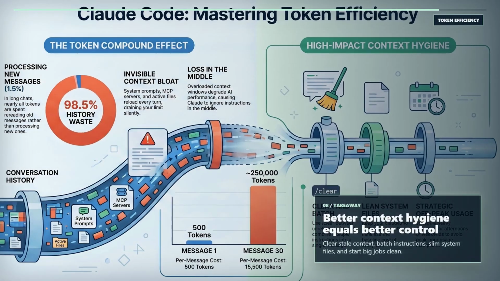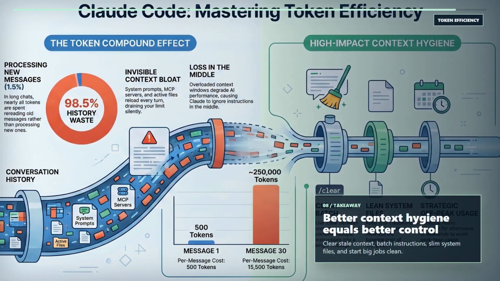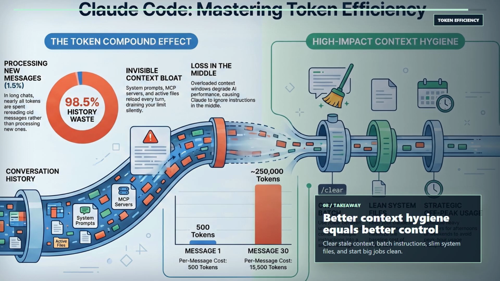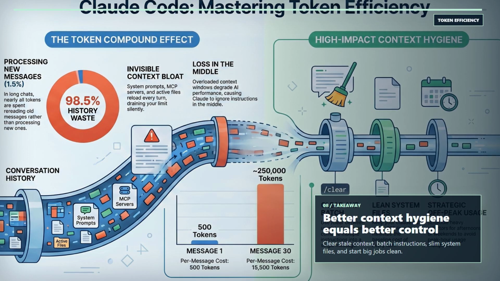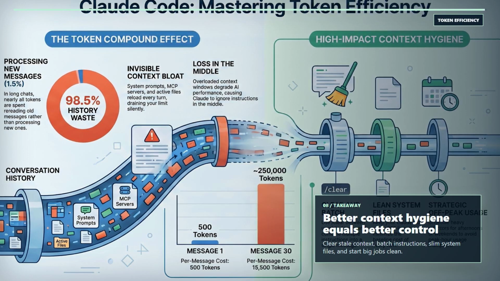The takeaway is simple: clear stale context, batch instructions, slim down always loaded files, and time the biggest jobs carefully. Better context hygiene makes Claude Code cheaper, faster, and easier to steer.